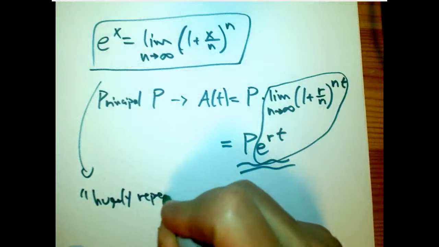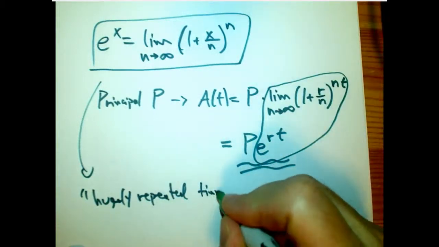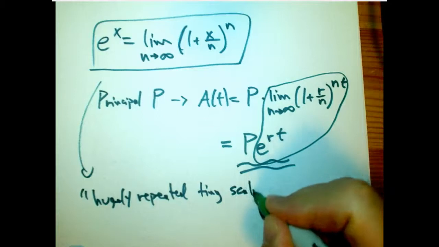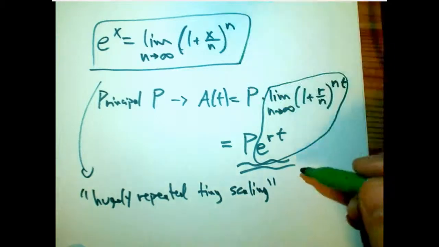hugely repeated, that's the big n here, tiny scaling, which is the multiplying by 1 plus x over n.